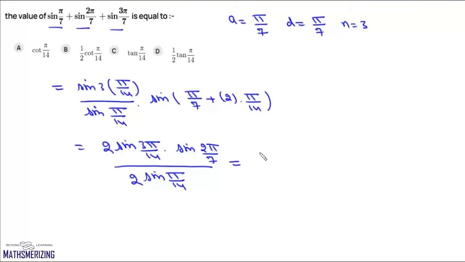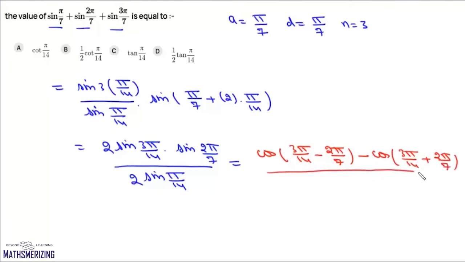So we'll write this as cos a minus b. So cos a minus b here will be 3 pi by 14 minus 2 pi by 7, and then minus cos a plus b, which is 3 pi by 14 plus 2 pi by 7, upon 2 sine pi by 14.